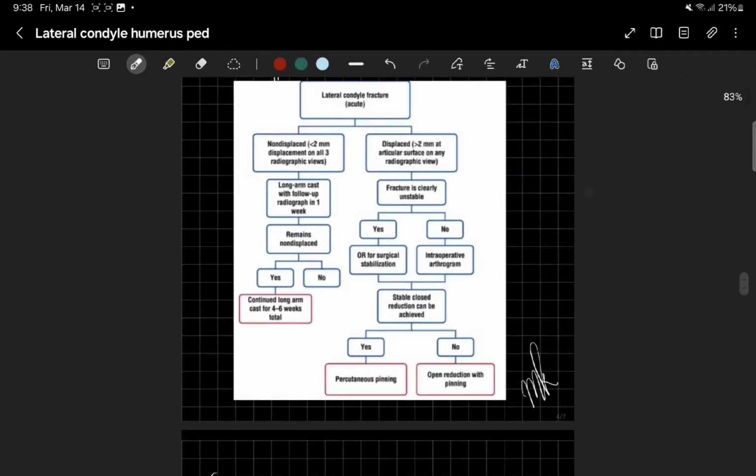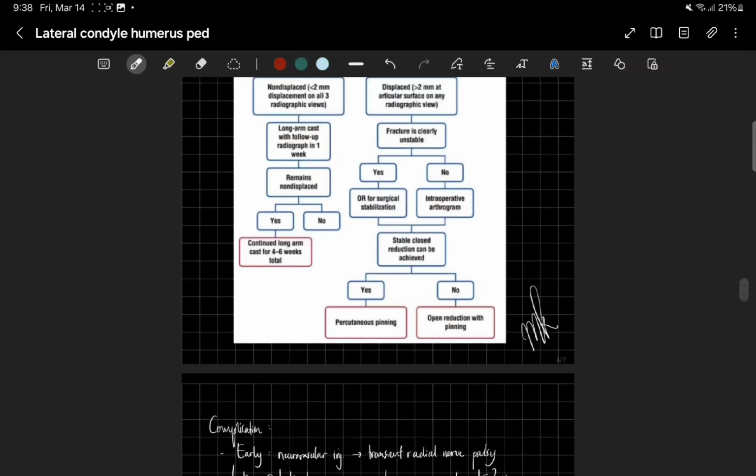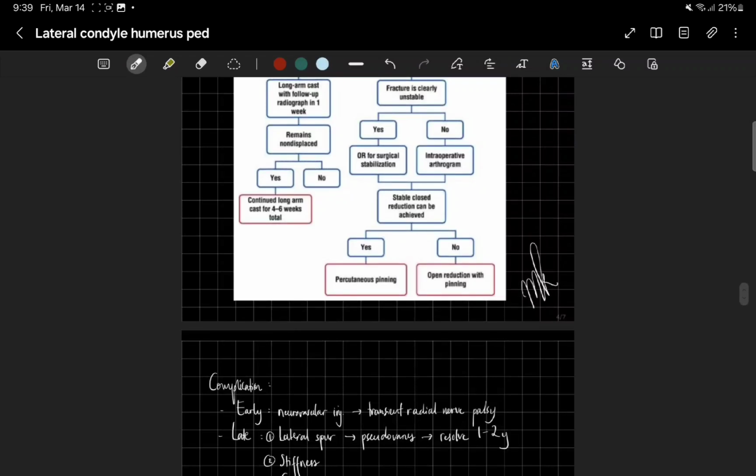So Rockwood stated clearly that for an acute lateral condyle fracture, it depends whether it is non-displaced or displaced, and for the non-displaced one we can do a long arm cast. Meanwhile, for the displaced fracture, we need to see it under fluoroscopy whether it is stable or not. If it is stable, we can do closed reduction with percutaneous pinning, or if it is unstable, then we move on to open reduction.